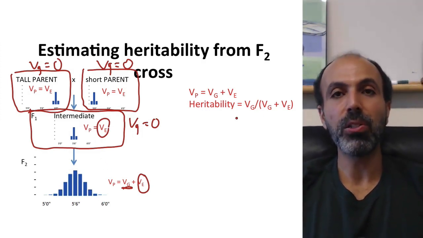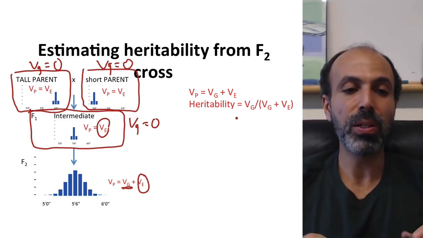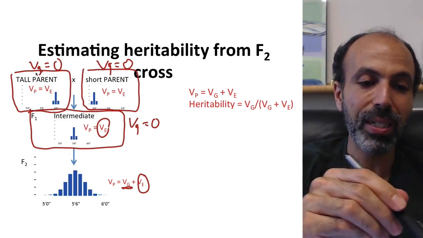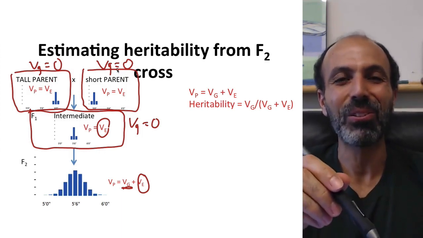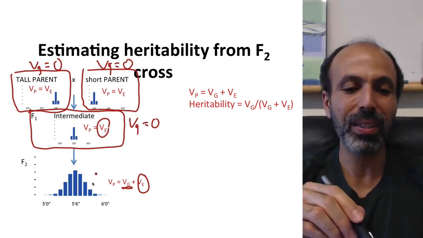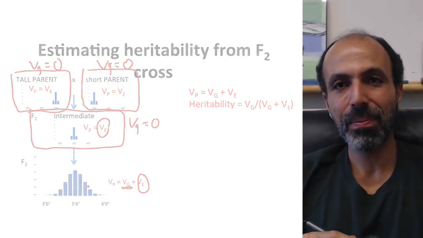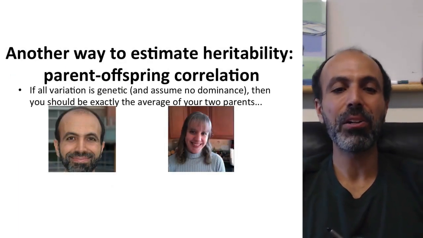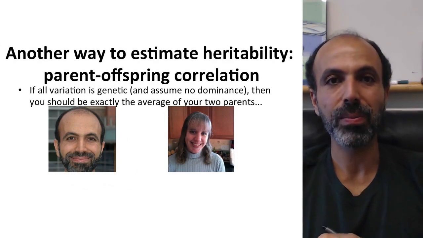This is not very useful in the context of something like, for example, human height, because we don't have a bunch of people who are all genetically identical that are tall, and we can cross to a bunch of people that are all genetically identical that are short, and look at the offspring and then their grandkids. That obviously is not feasible. Instead, another way to estimate heritability is to use what we refer to as parent-offspring correlation.